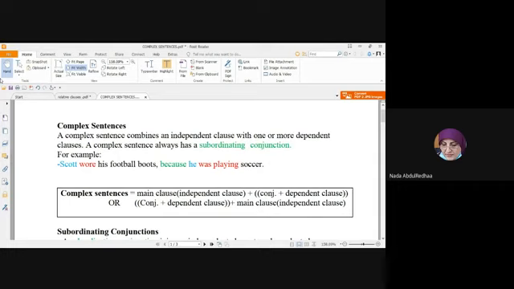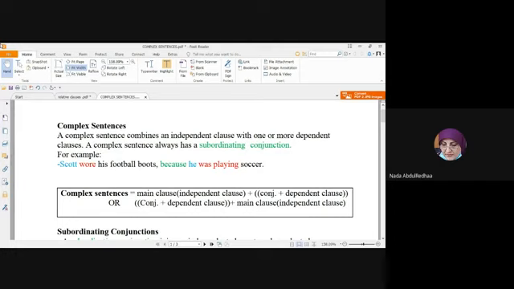Today our lecture is about complex sentences. After we tackled simple sentences and compound sentences, today we are going to talk about complex sentences. A complex sentence combines an independent clause with one or more dependent clauses. And we also said this before when we were studying in our lectures at the college.